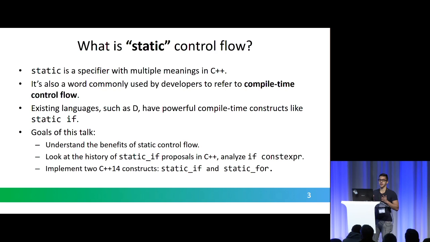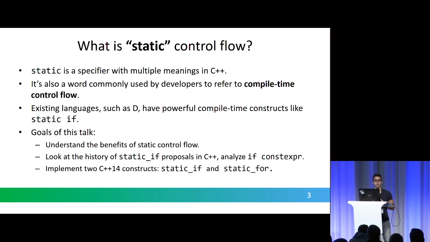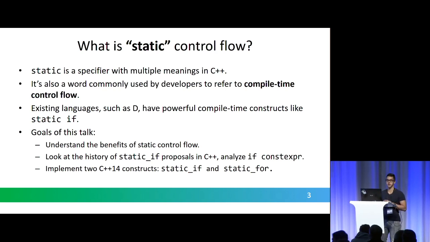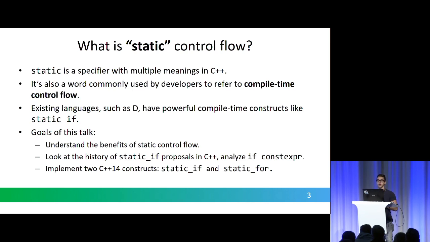In C++, static is a specifier that has multiple meanings. It's also a word that many developers commonly use to define compile time control flow. For example, languages such as D have constructs called static if, which allow you to branch upon a compile time condition. So the goals of this talk will be understanding the benefits of static control flow, looking at the history of this kind of flow in C++, and implement our own compile time branching and compile time iteration constructs.